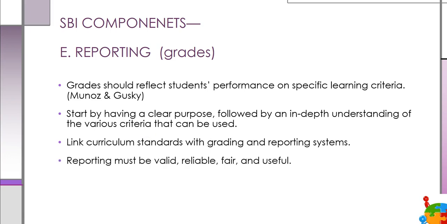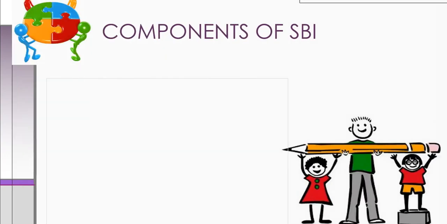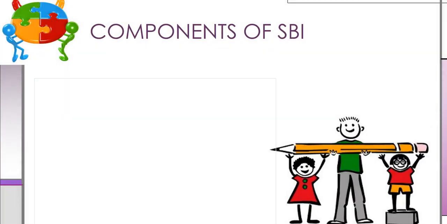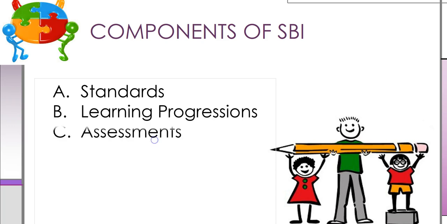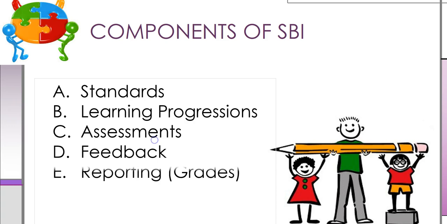Reporting must be valid, reliable, fair, and useful, each one of these. It means it must be consistent. And if you're using the standard, it's going to be valid and reliable. If you're using the standard, it's going to be fair. And it's going to be useful if, as I said, you're using the feedback, so that you don't just jump and say, okay, now let's go to the next lesson. Let's make sure that you have mastered it before we go on. Okay? So those are the components of standards-based instruction. You have the standards, the learning progressions, assessments, feedback, and reporting.